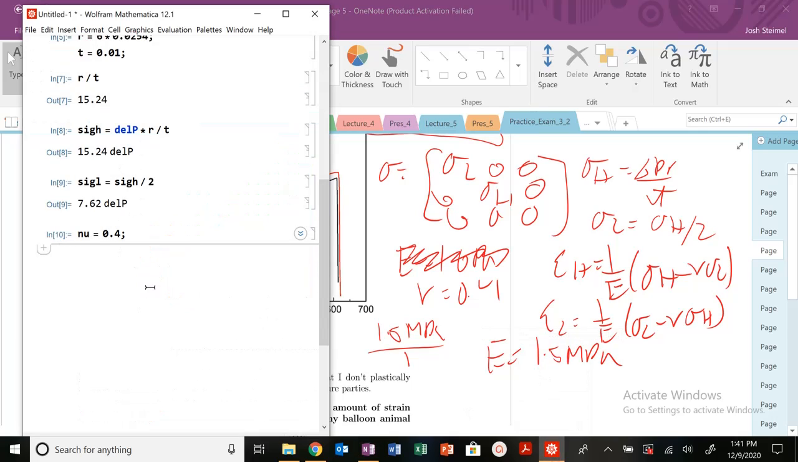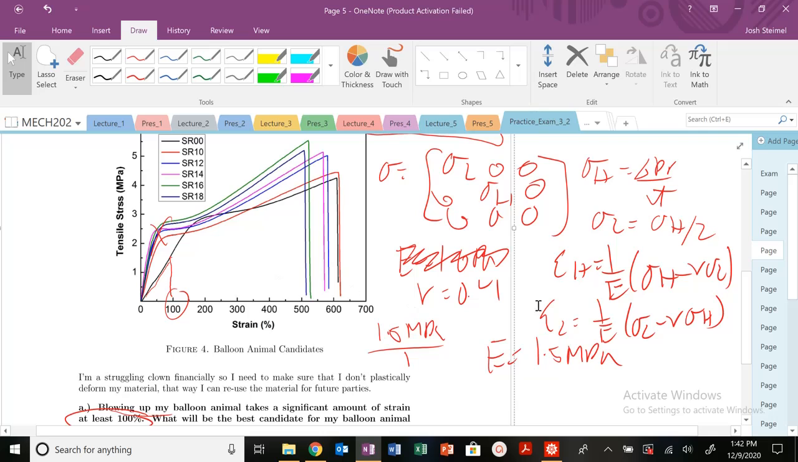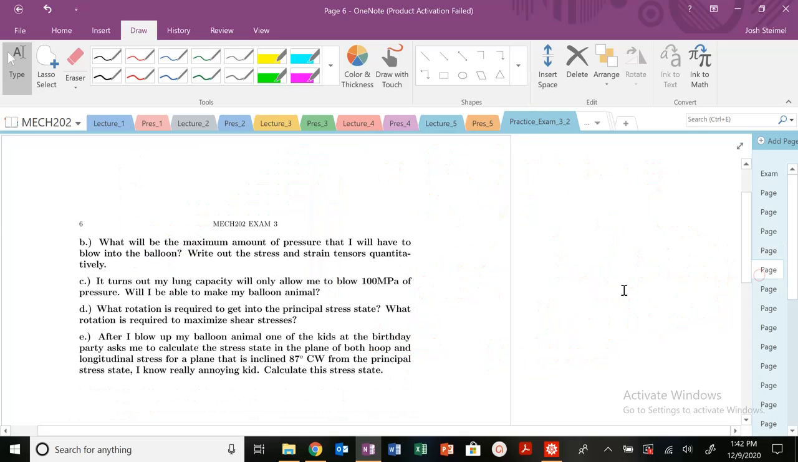So let's go ahead and write that out. So my Young's modulus, Y, is equal to 1.5 times 10 to the 6th. Excellent. So I need at least that. So it must be the black curve because I don't want to plastically deform that material. I need to reuse it.